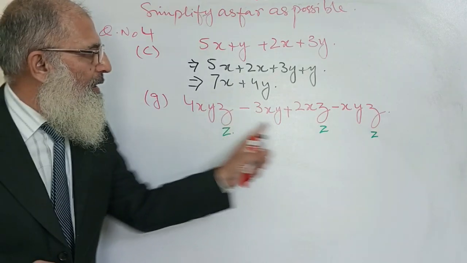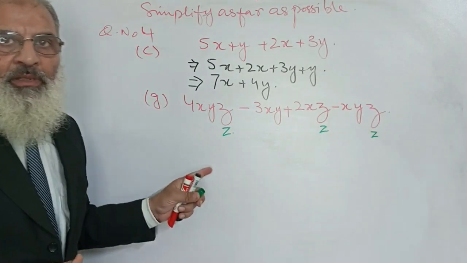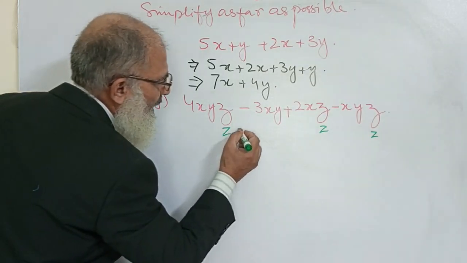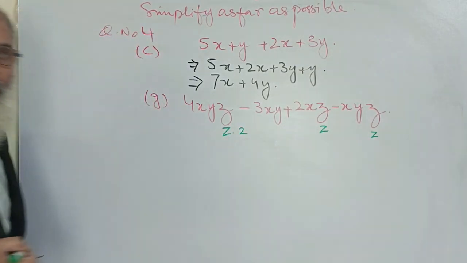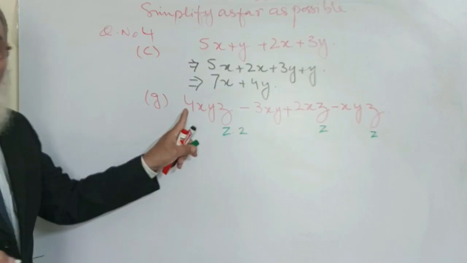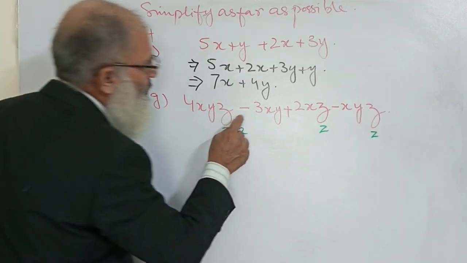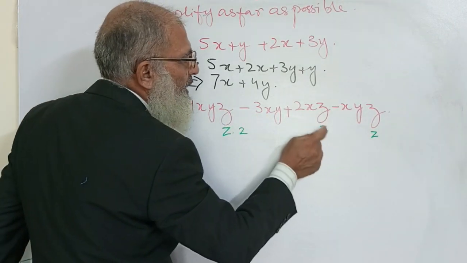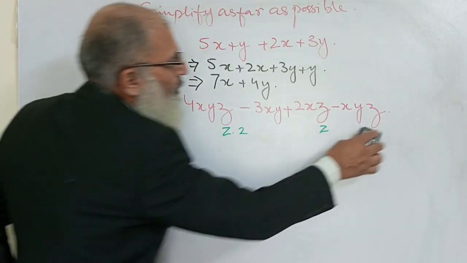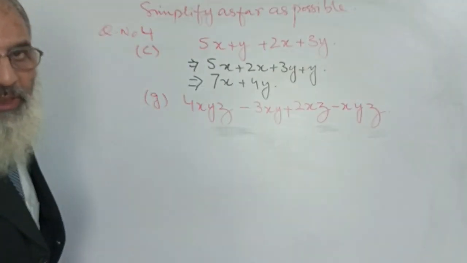But I have written it in this form. There is a reason behind. Sometimes what does the student do, that they do it like this. This is also Z. Now it is bringing some confusion with this coefficient or whatsoever it is. So to minimize that confusion, I have written this z over here. I have changed the font. It is not necessary that you also do it like this.